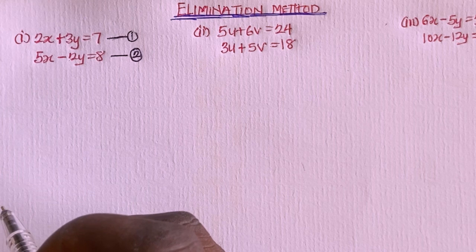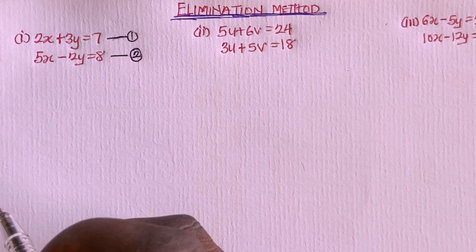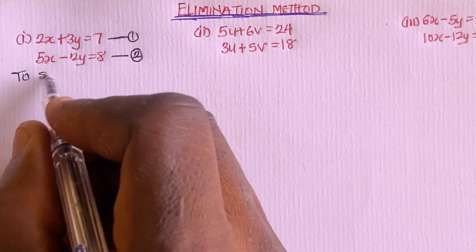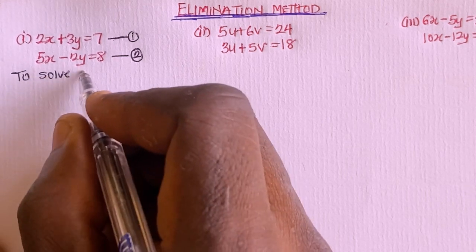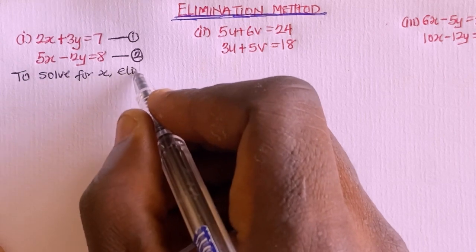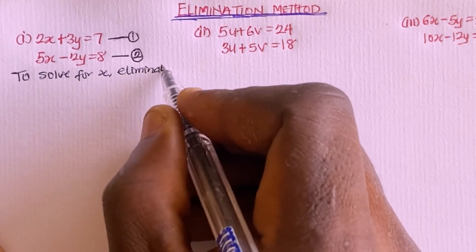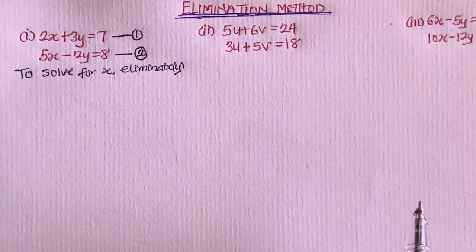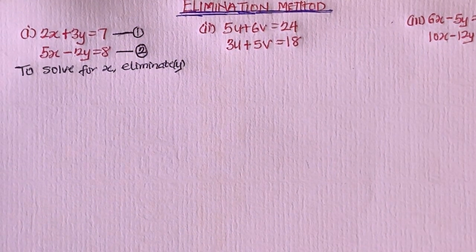In order for me to get x, I must eliminate y, and in order for me to get y, I must eliminate x. So the first thing I'm going to say is that to solve for x, I'm going to eliminate y. That's what I'm going to do. So how can I eliminate y if I want to solve for x?